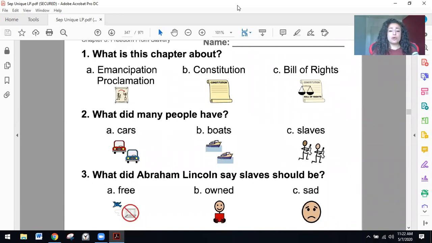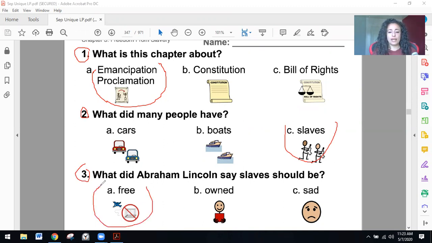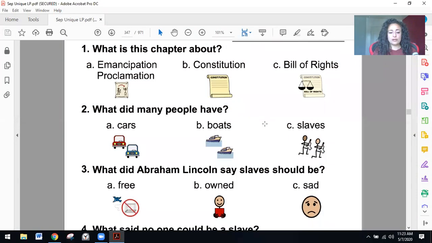Okay, so I will go through it quickly because we already did this, okay? First question, what is this chapter about? This chapter is about the Emancipation Proclamation. The answer is A. Number 2, what did many people have? They had slaves. That is why we had this situation going on in the first place. Number 3, what did Abraham Lincoln say slaves should be? They should be free. Okay, these are the 3 answers. 1A, 2C, 3A. Okay, I'm going to clear it up and move on to question number 4 and 5.